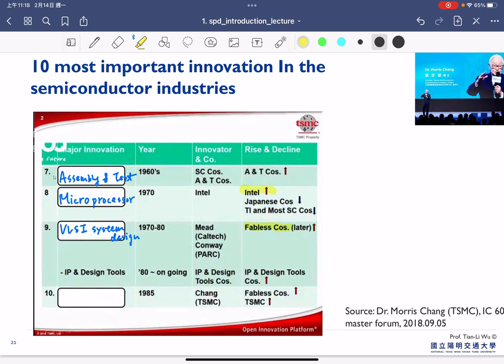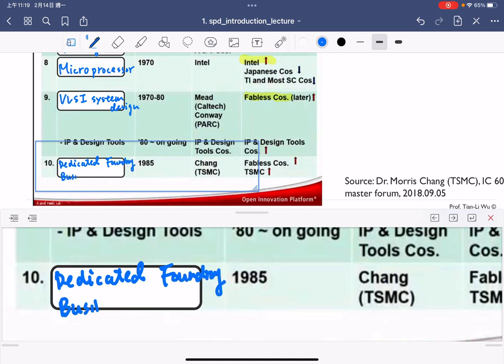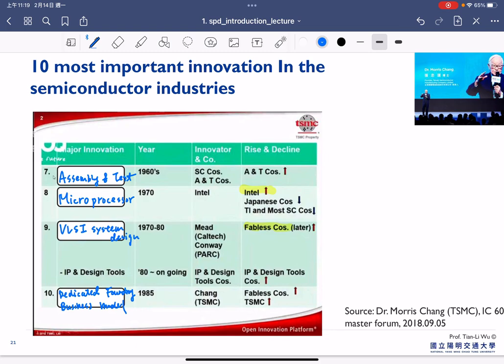And therefore the last important one will be the dedicated foundry business model. Since 1984-85, we have had a dedicated foundry business model, and you can see that the cooperation between the fabless companies, the IC design houses, and the manufacturing companies becomes a win-win solution. They both benefit a lot from this business model. The IC design house only focuses on the design, and the foundries only focus on the fabrication and the manufacturing.